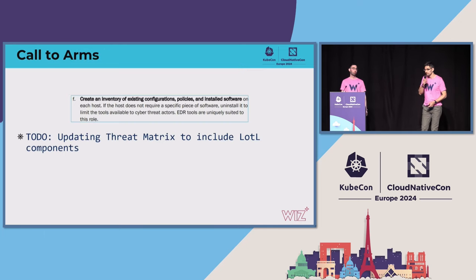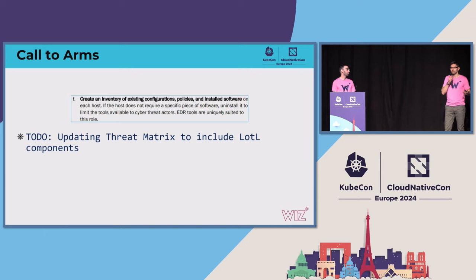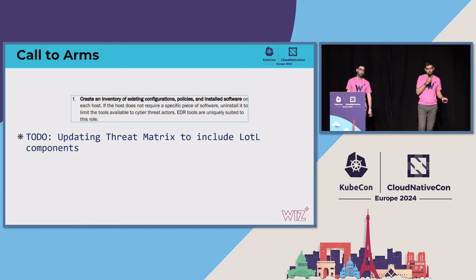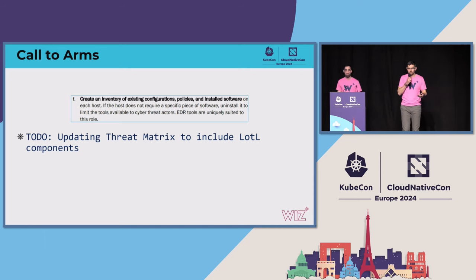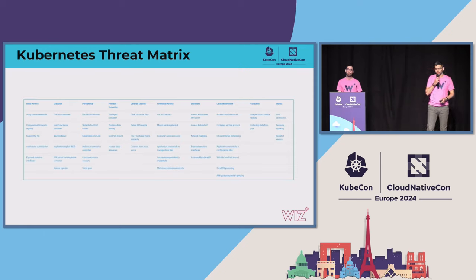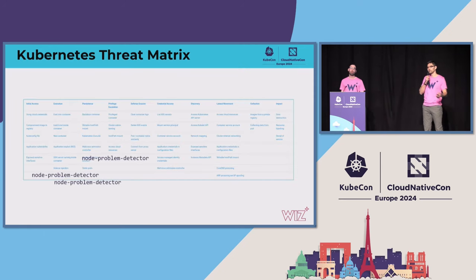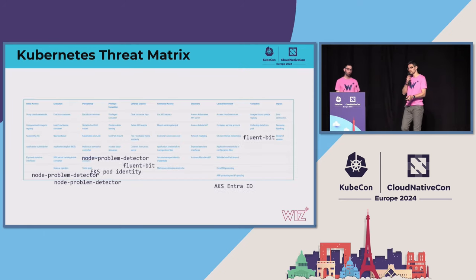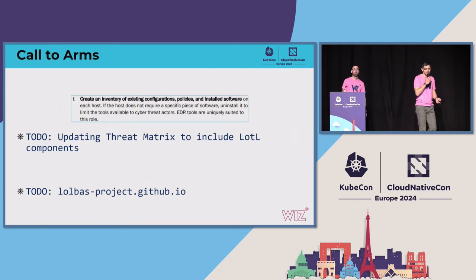All right, so I hope we persuaded you that there's a real problem out there in managed Kubernetes clusters, and we need to do something about it. What can we do, though? Well, how about we start with awareness? How about we update the threat matrix to include leave and node LAN components, such as node problem detector, fluent-bit, and there are others as well that we didn't include in the presentation. That's a good first step.